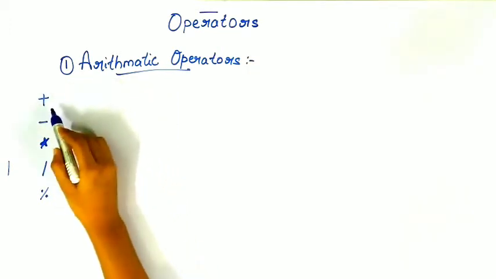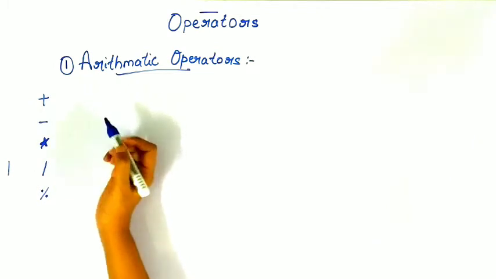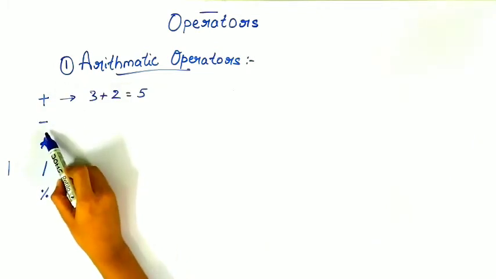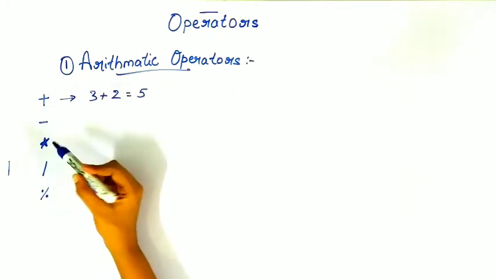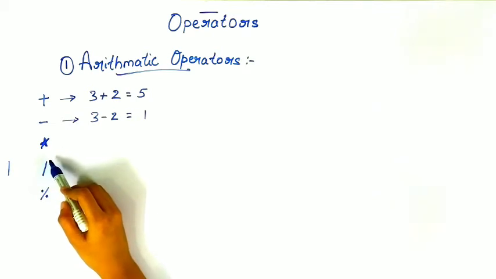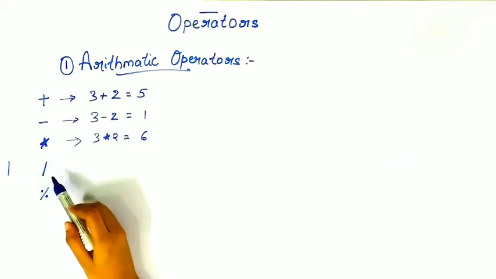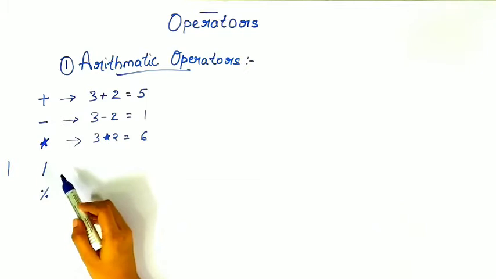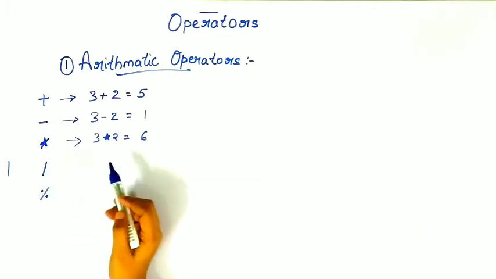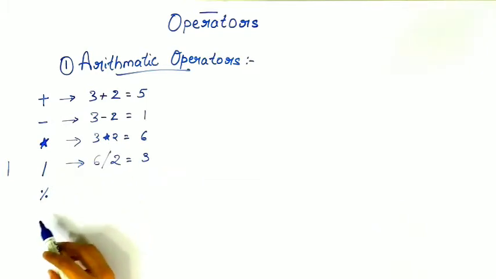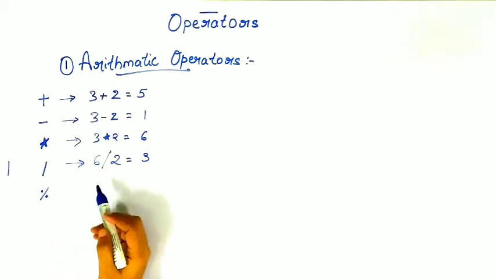We all know this plus sign adds two numbers. This minus sign subtracts two numbers. This asterisk sign multiplies two numbers. This division sign divides two numbers and gives us the quotient. And this is called the modulo sign and it gives us the remainder.